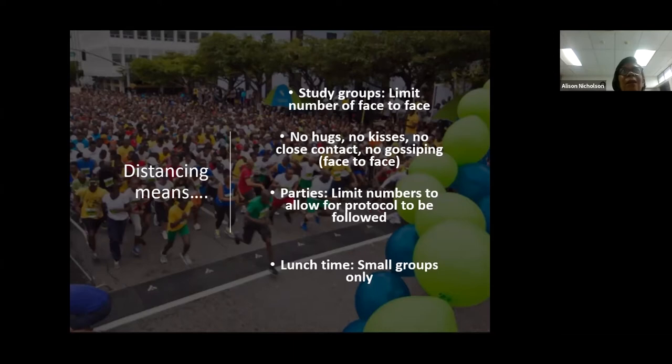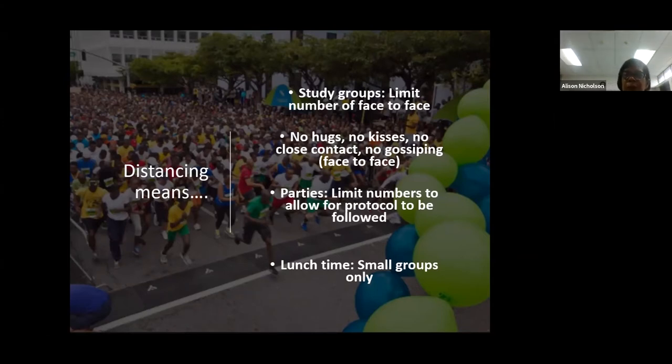No gossiping, you know, that nice, juicy after holiday gossiping. No gossiping face to face. I really should say no gossiping, period. But this is not malicious gossip. It's just sharing the events of the summer. But no face to face, lean close, let me tell you something, gossiping.